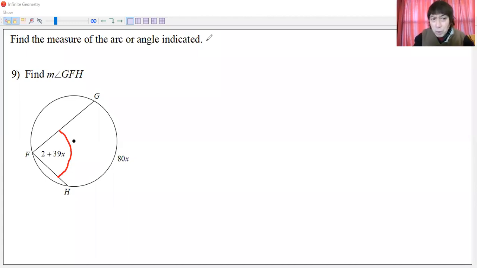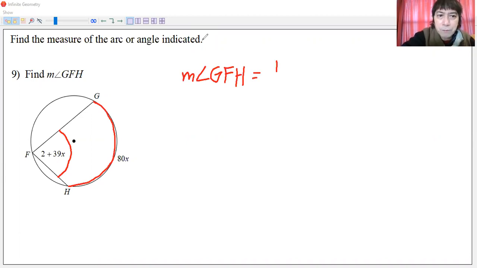Now, the subtended arc by this inscribed angle is arc GH over here, and it has the measure 80x. So that means our working formula will be: the measure of angle GFH is equal to 1/2 of the measure of arc GH. There, okay? 1/2 of the measure of arc GH.